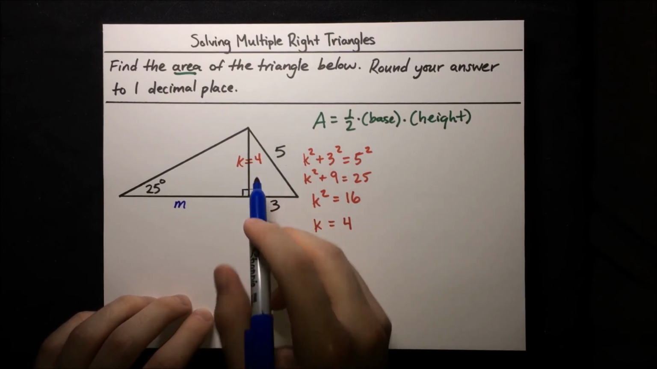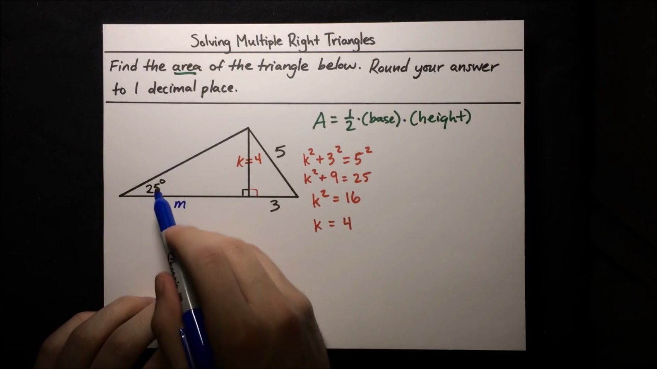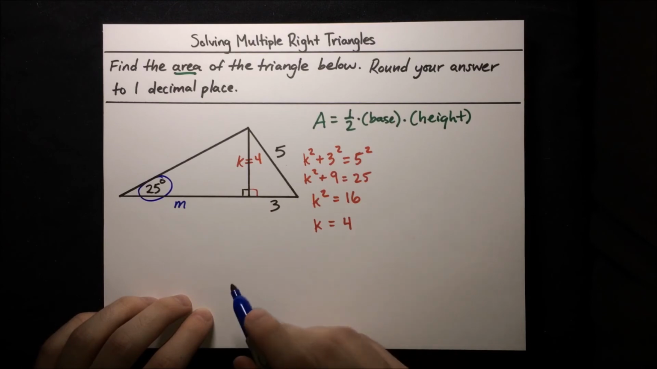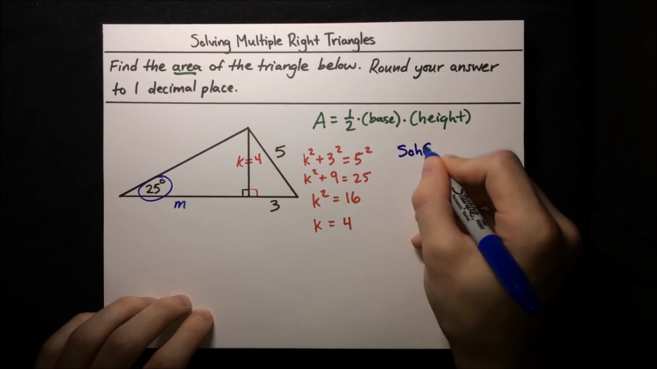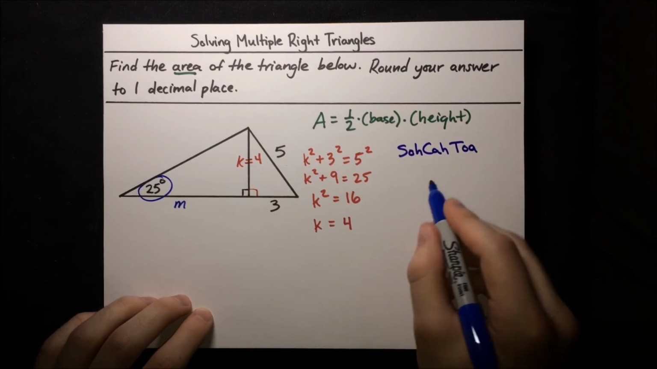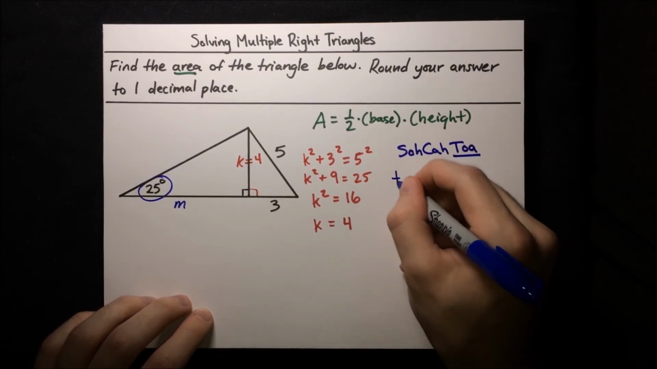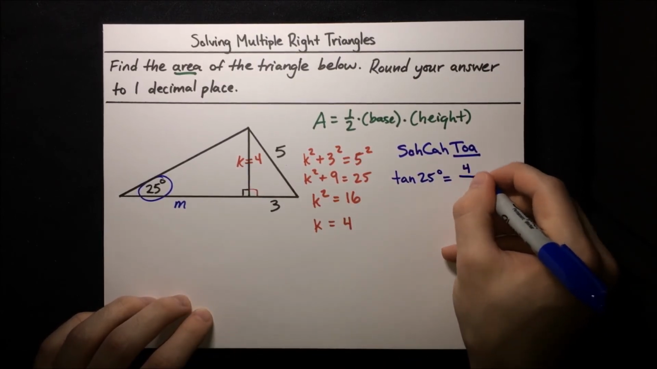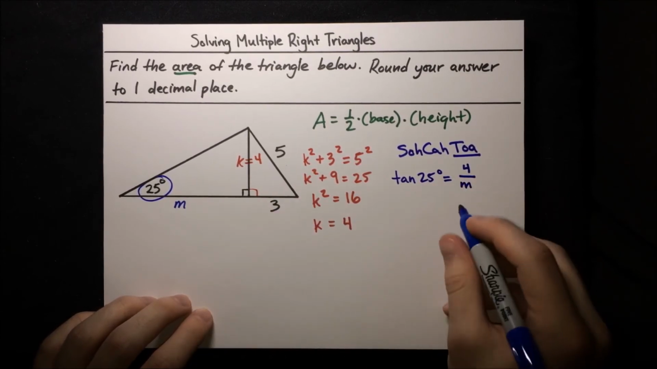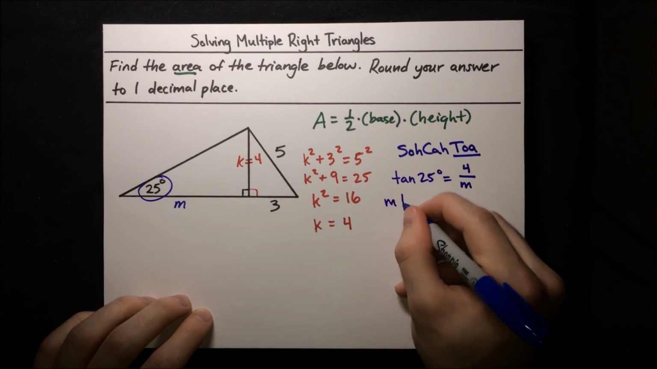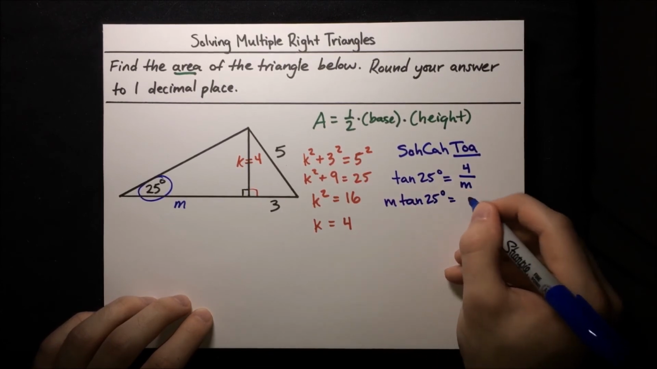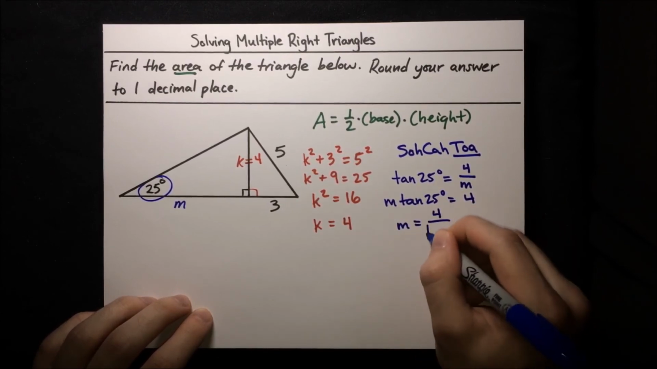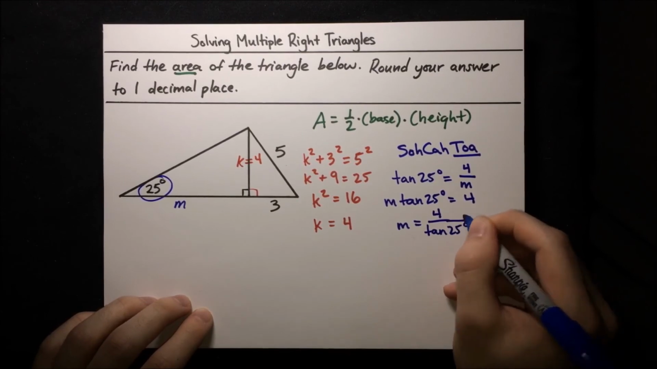So now that we know what k is, we know the opposite side here relative to 25 degrees, and we want to find the adjacent side. What relates opposite to adjacent? Well, let's write our SOHCAHTOA. Opposite and adjacent, hey, that's tangent. So tangent of 25 degrees is equal to opposite, which is k, which is 4, over adjacent, which is m. And we can use that to solve for m. Let's multiply both sides by m. m tangent of 25 degrees equals 4, and then divide both sides by tangent of 25 degrees and just get 4 over tangent 25 degrees.